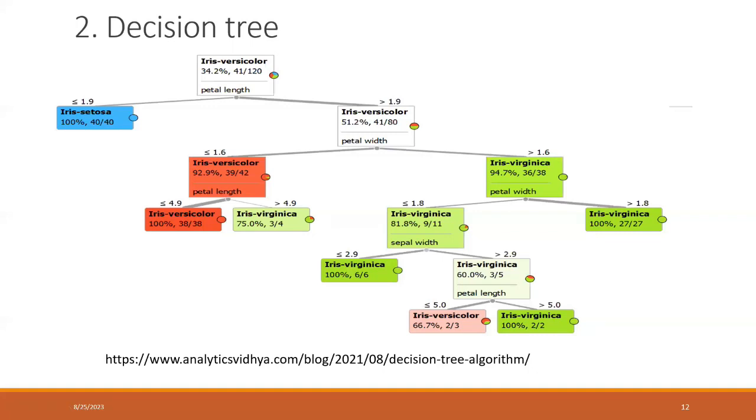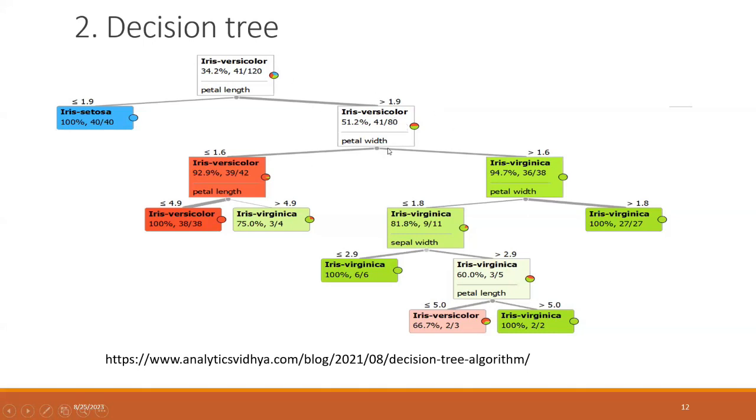Now, we can see from this diagram, in the case of iris, if the petal length is less than or equal to 1.9, then it will be iris setosa, 100%. And if it is greater than 1.9, then it will be iris versicolor.